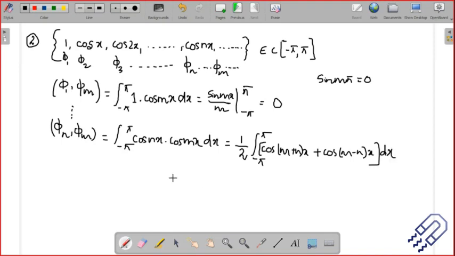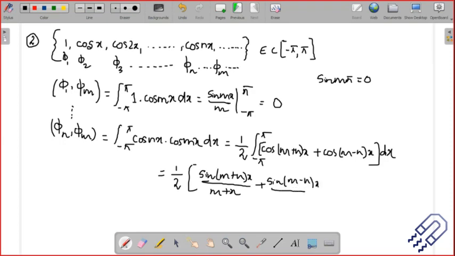The results you should remember, because in the next unit we are going to do Fourier series, and they will be used now and then. So we get sine of (m plus n) x divided by (m plus n), plus sine of (m minus n) x divided by (m minus n). This is equal to 0.